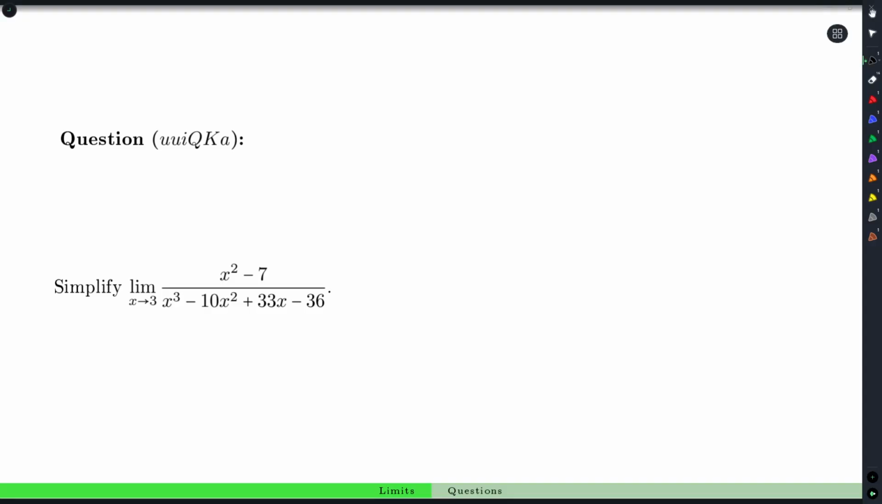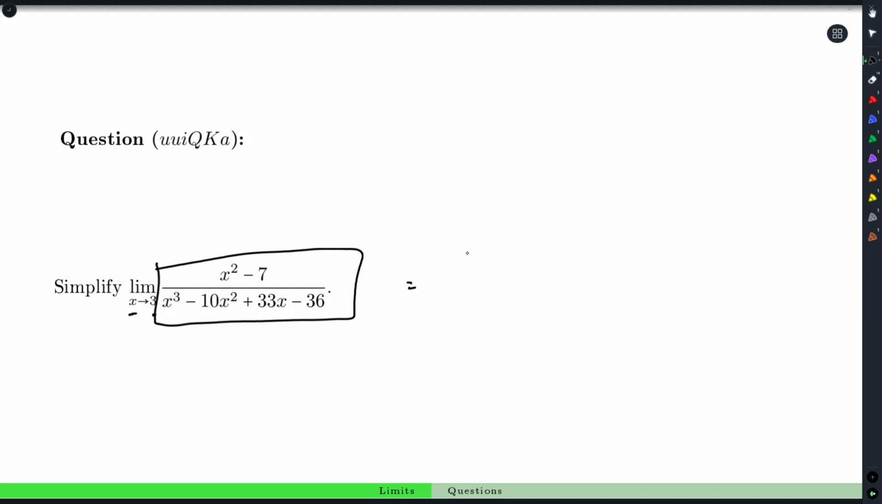Simplify the limit as x tends to 3 of x squared minus 7 over x cubed minus 10x squared plus 33x minus 36. Okay, so most of the time when I see a limit, my first instinct is maybe I can just plug in. I mean, the top's a polynomial, the bottom's a polynomial. Those are both very well-behaved functions. Limits work really well with them, so we can try.